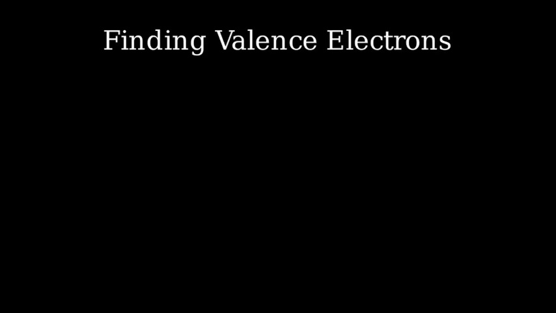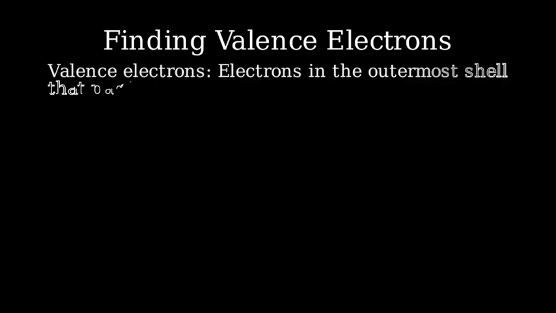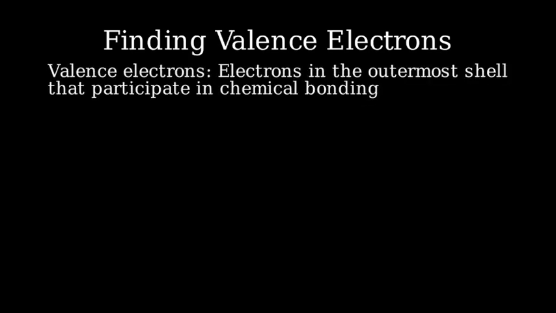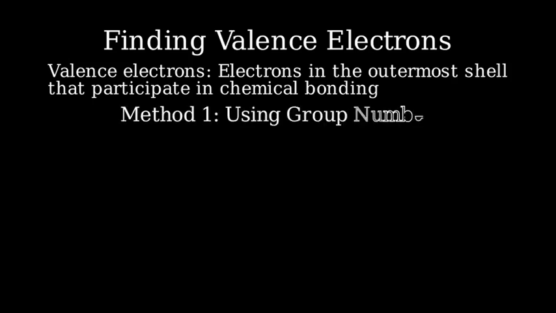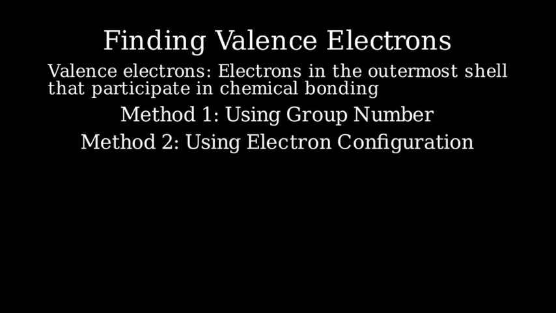Today we'll learn how to find the number of valence electrons for any element. Valence electrons are the electrons in the outermost shell of an atom that can participate in chemical bonding. There are two main methods to find valence electrons. Method 1 uses the periodic table group number. Method 2 uses electron configuration. Let's explore both. Let's start with method 1.